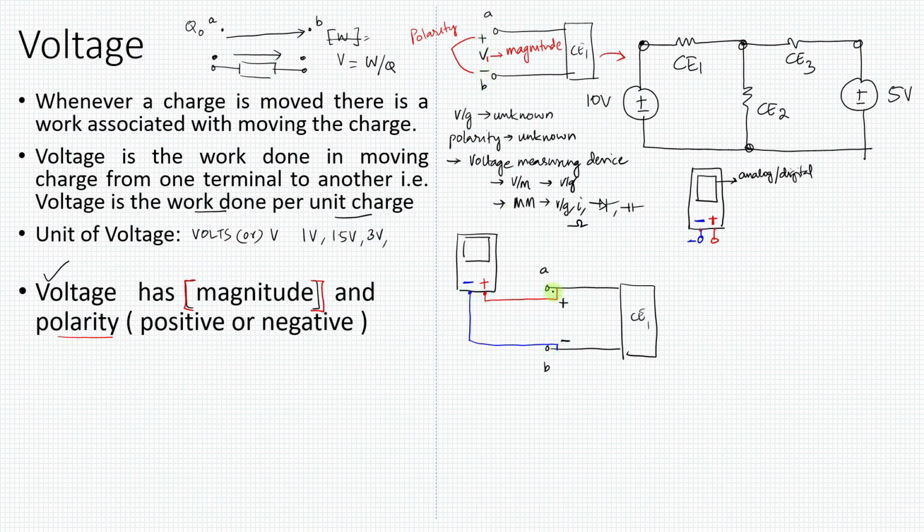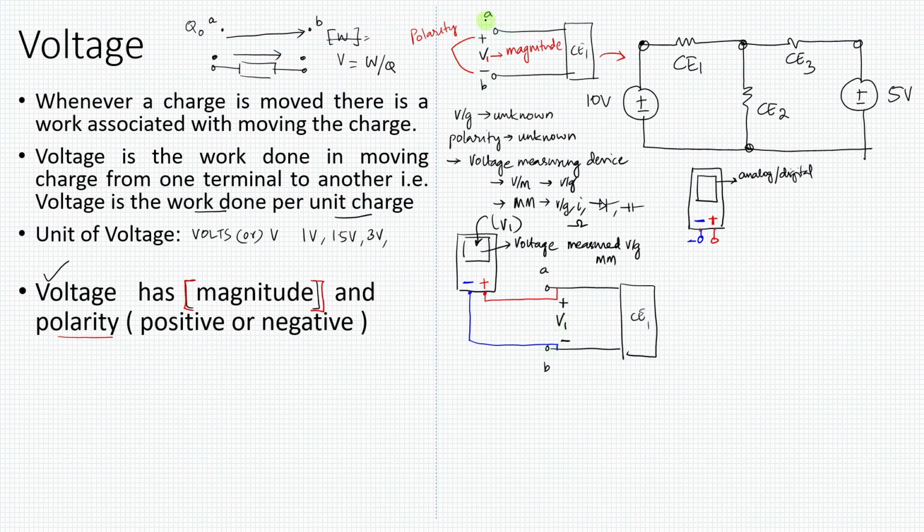And once you do this connection, you will get a voltage in the display. We can call that the voltage measured by the multimeter. So for example, that value is V1. You get the display value as V1, so that value I will put here.